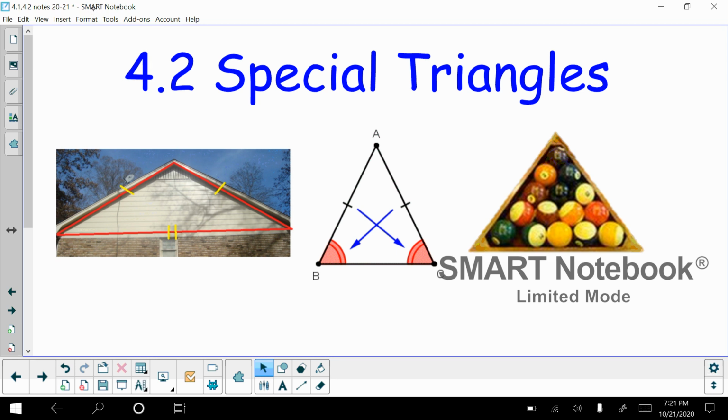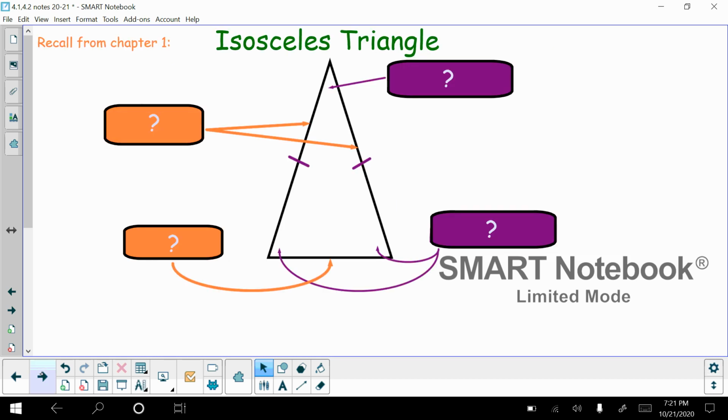All right, guys, this is the next section, 4.2, special triangles. In particular, we're going to work with isosceles triangles only. So let's recall from chapter 1 what an isosceles triangle is. Obviously, it has two congruent sides, at least two congruent sides.